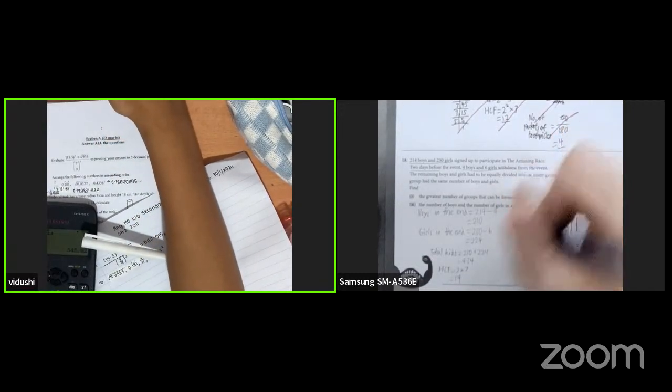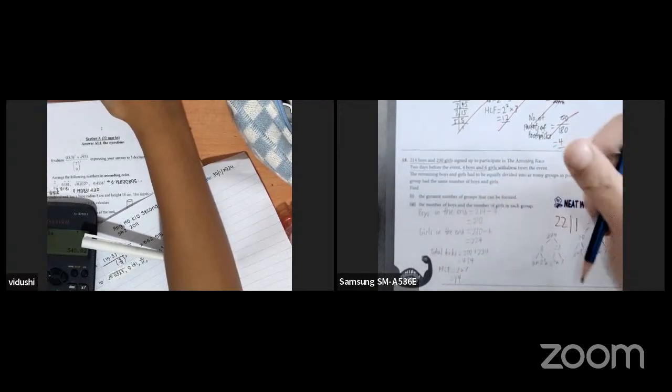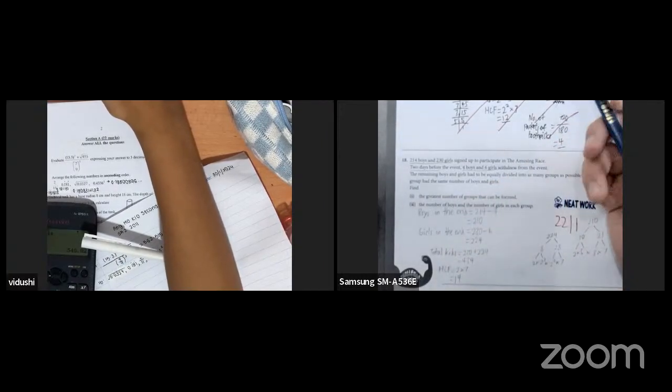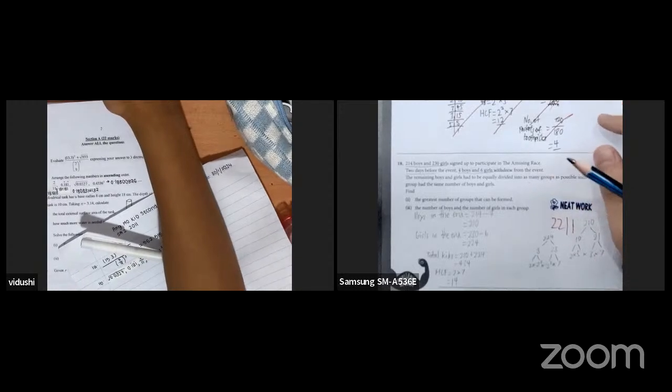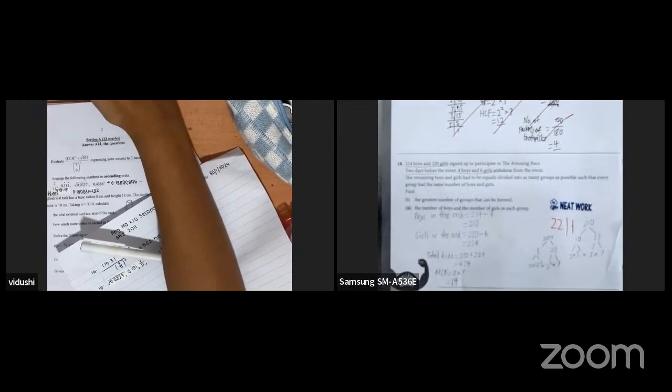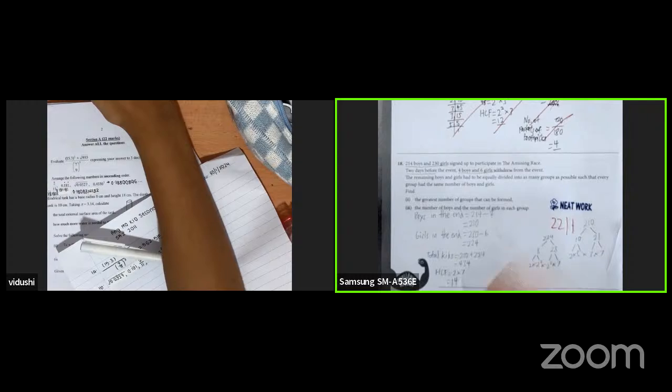Oh my God. So Tristan, what are you going to do? This is the hard part. You decided on HCF, which I think is a very good idea. But is 14 the answer? I don't think so.